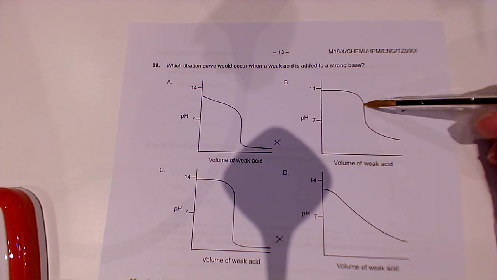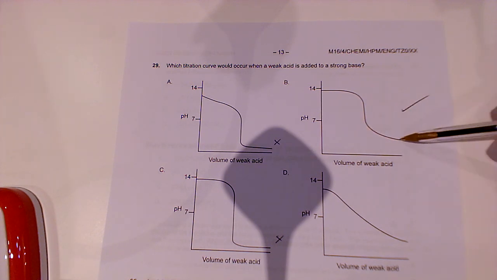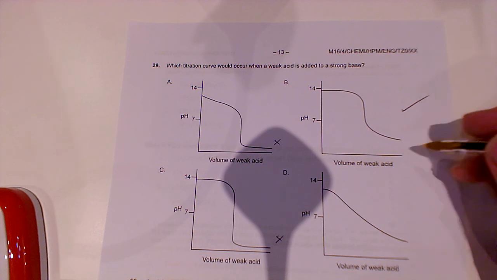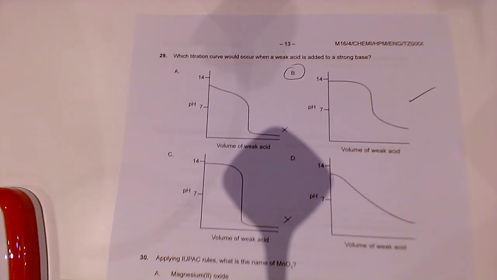However, then we have the equivalence point where it's neutralized, and adding further acid doesn't bring the pH down hugely, because it's only a weak acid. So it ends up at around pH 3 to 4. So we'll go with B, remember to circle it this time.